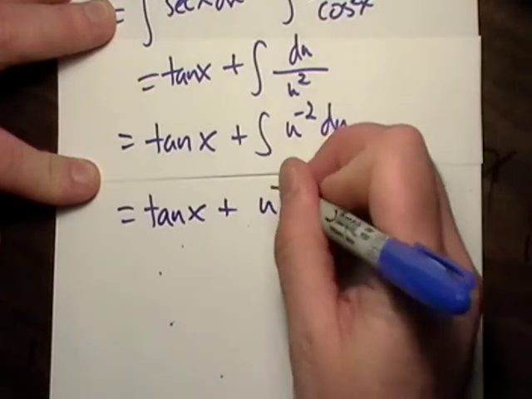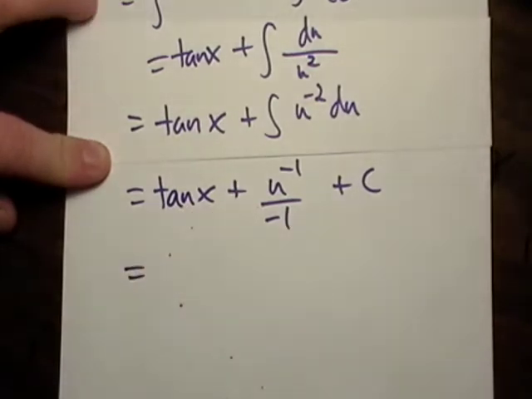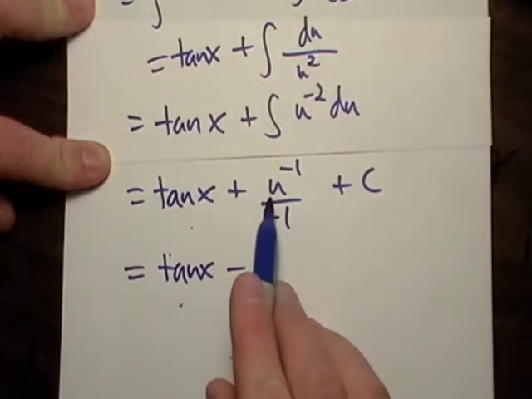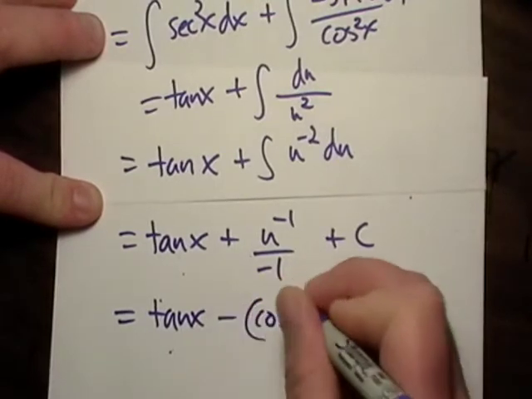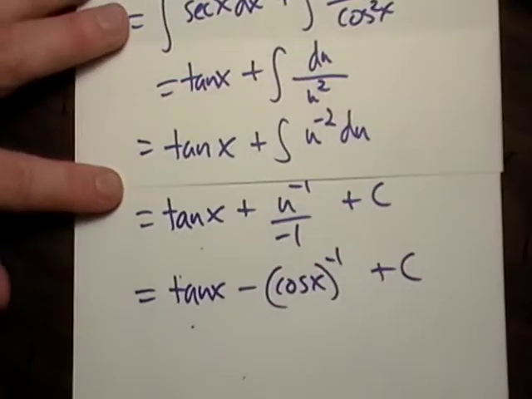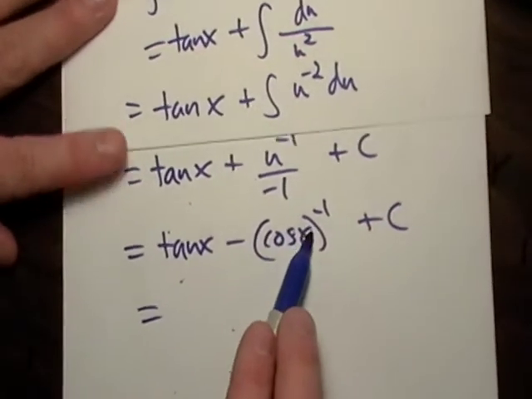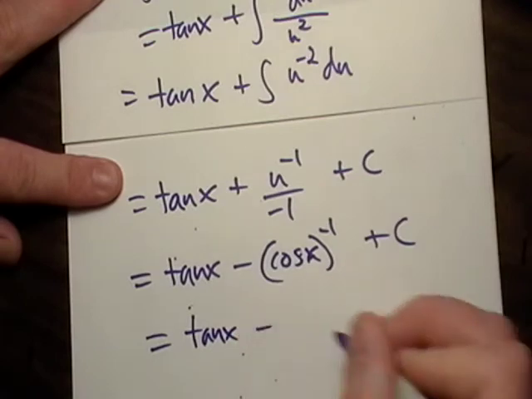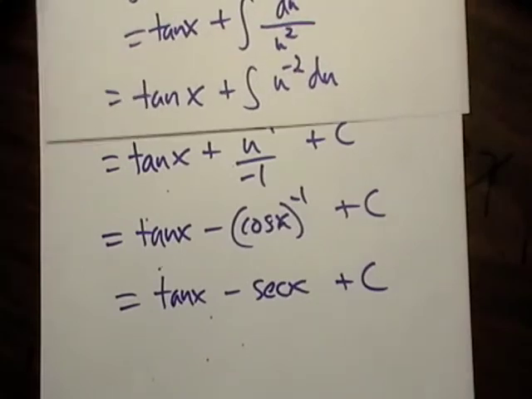That's just going to end up being u to the negative 1 over negative 1 plus c, which is going to equal tangent x minus, u was cosine x up there, so cosine x all to the negative 1, plus c. Because of the negative exponent, it's going to end up being 1 over cosine x, so we're just going to call it secant. Bada bing, bada boom. That's how it's done. That's how I roll, right?